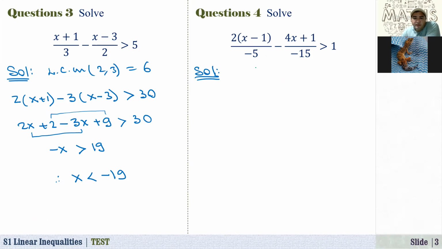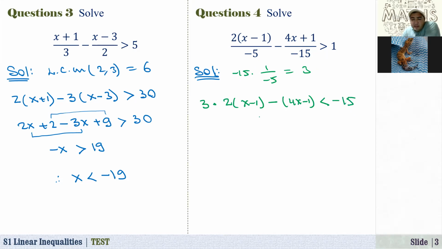So now if I multiply both sides by negative 15, what happens here? Here we have negative 15 times 1 over negative 5, that's equal to 3, right? That's the first part. So here we have 3 times (2x minus 1) minus negative 15 times 1 over negative 15, which is just 1. So here we have 4x minus 1. And since we are multiplying both sides by negative 15, we also have to change the direction of the inequality sign. 1 times negative 15 is negative 15.